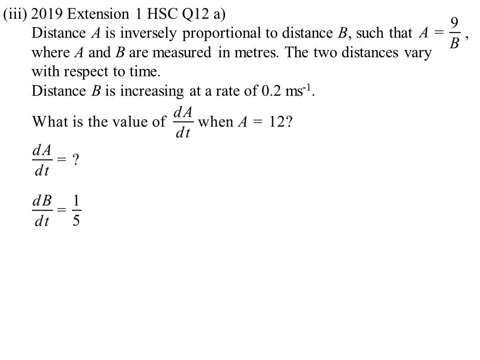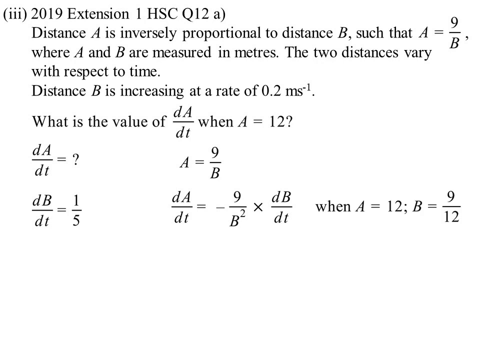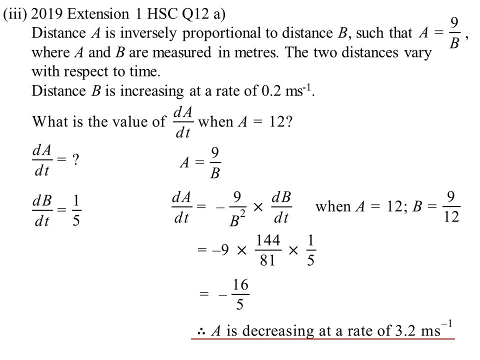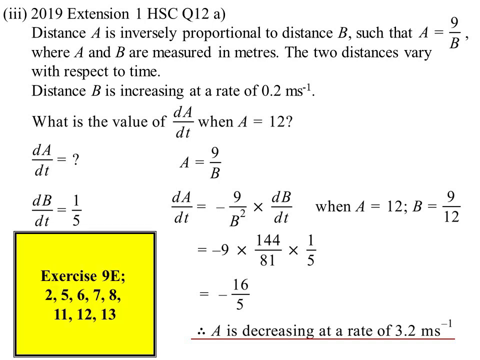We have dB/dt. We've got an equation that links A and B. When A is 12, B is 9 on 12. There we go. In fact, they gave me dB/dt, so I can sub straight in. And we got minus 16 on 5 for that one. So A's decreasing, because it's negative, at a rate of 3.2 metres per second. So that's a recap of our rates of change.